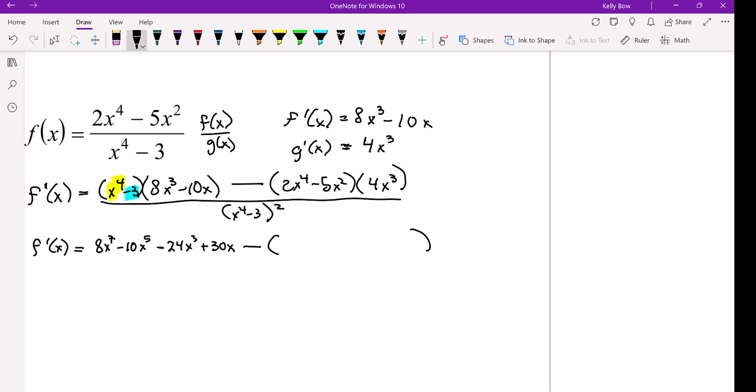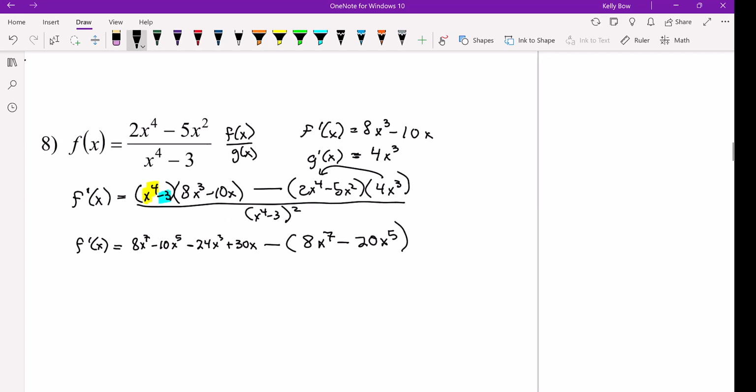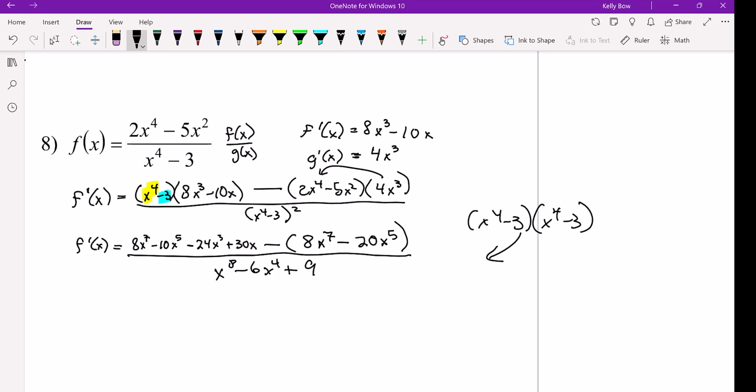All right. Let's see. So that gives us 8x to the 7th minus 20x to the 5th. And then all of that. Now I'm going to expand this. So this is x to the 8th minus 6x to the 4th plus 9. That's just x to the 4th minus 3 times x to the 4th minus 3. That's all I did down there.